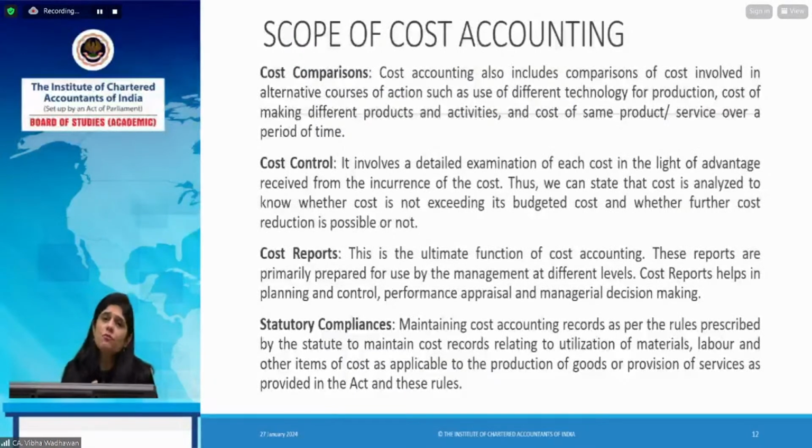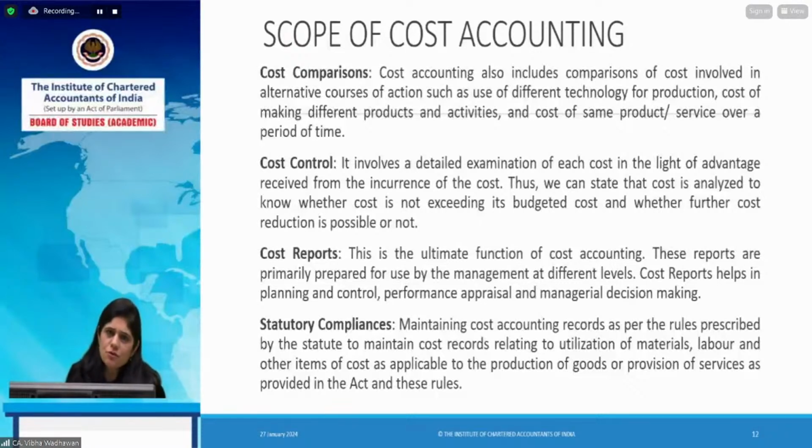Or what was the cost last year, what is the cost this year, and what would be the cost next year? So intra-product comparison, inter-product comparison, technology comparisons, and whatever effect it would have on the cost, that is all part of cost analysis. So again, it's a continuous process.